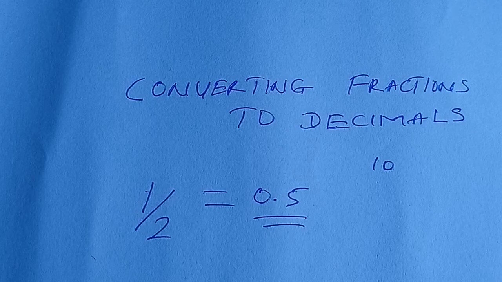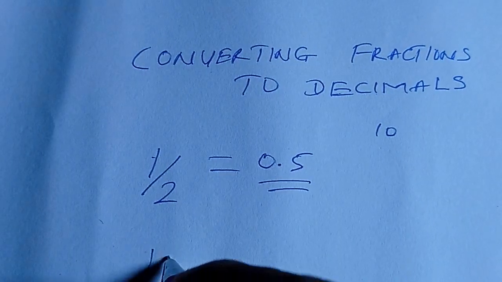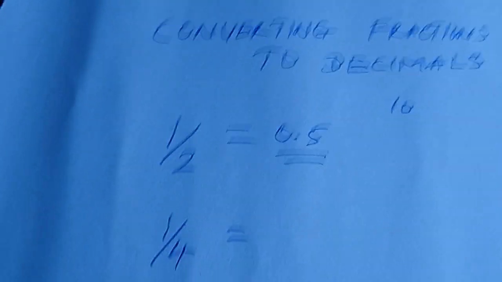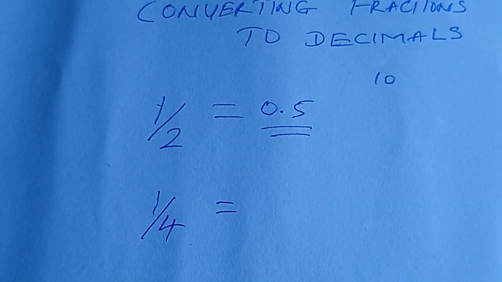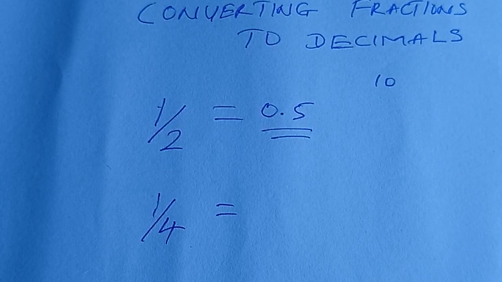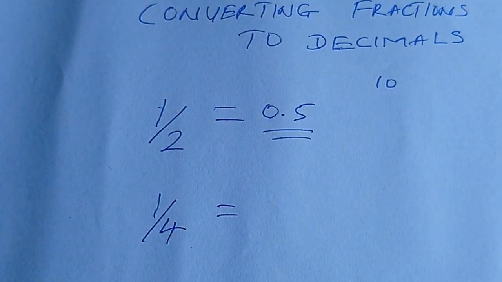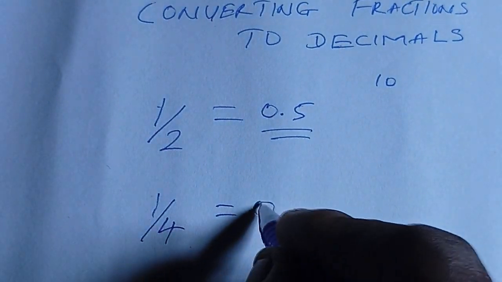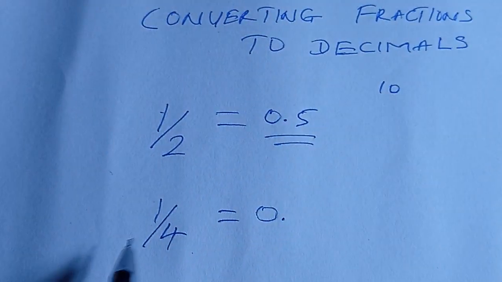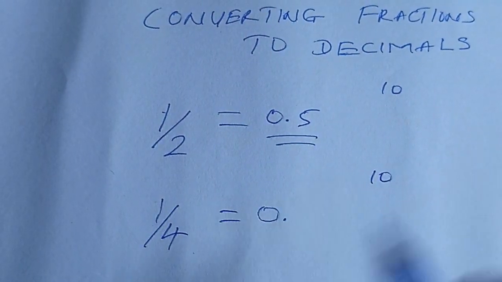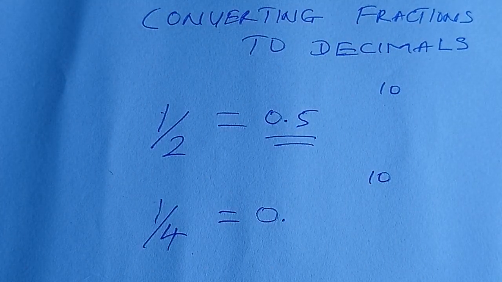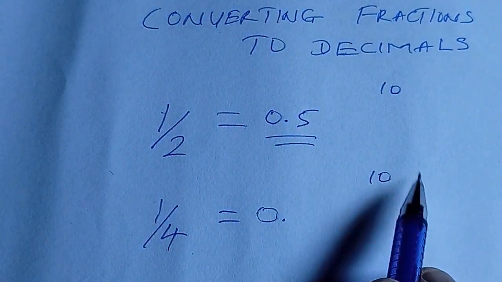That's how straightforward it can be. Before we go, let's try another one: 1 over 4. How do you convert 1 over 4 to a decimal? 4 divide 1 will give you 0 because it cannot. And that 0, you introduce a point. When you introduce a point, it makes 1 become 10, because the point brings a 0 to the 1. And that becomes 10.